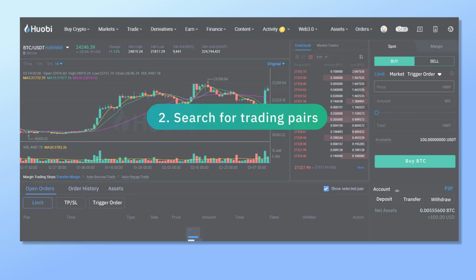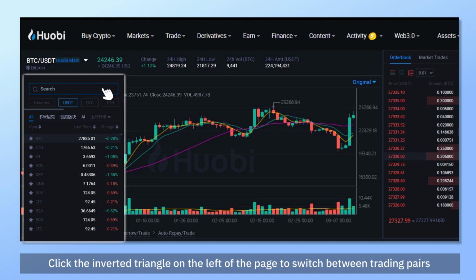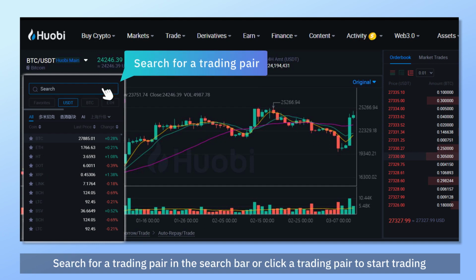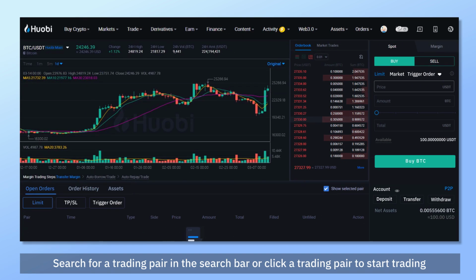2. Search for trading pairs. Click the inverted triangle on the left of the page to switch between trading pairs. Search for the trading pair in the search bar or click a trading pair to start trading.